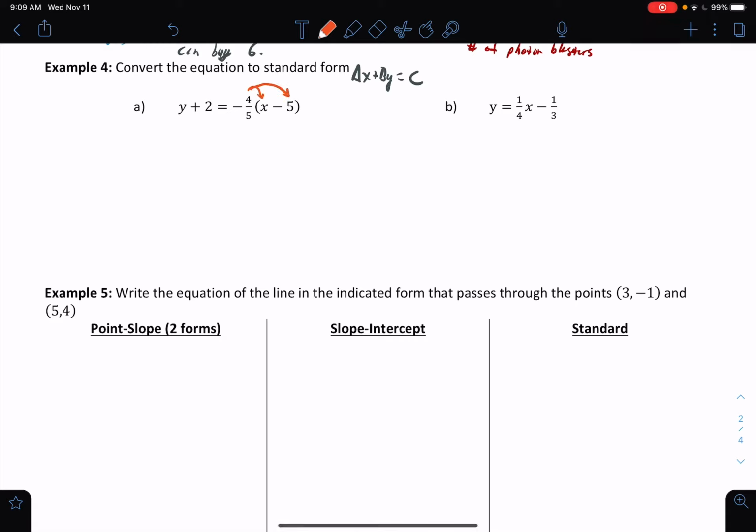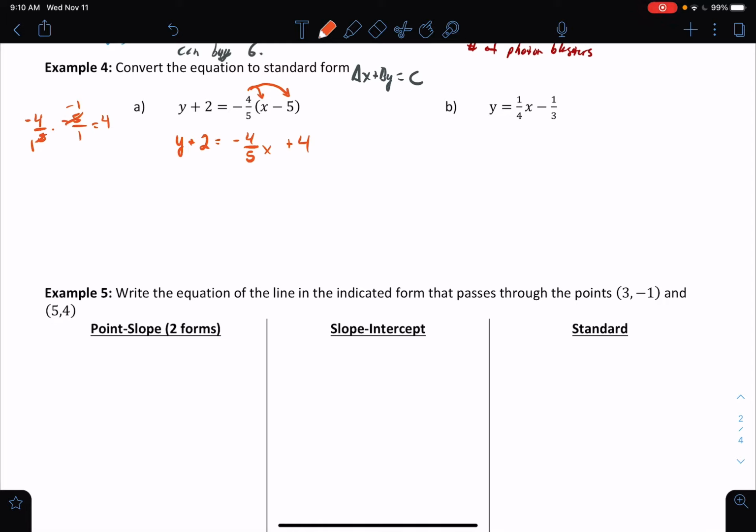All right, so I am going to need to get rid of these parentheses first. So I need to distribute. So I'll get y plus 2 equals negative 4/5 times x. Negative 4/5 times negative 5 over 1.